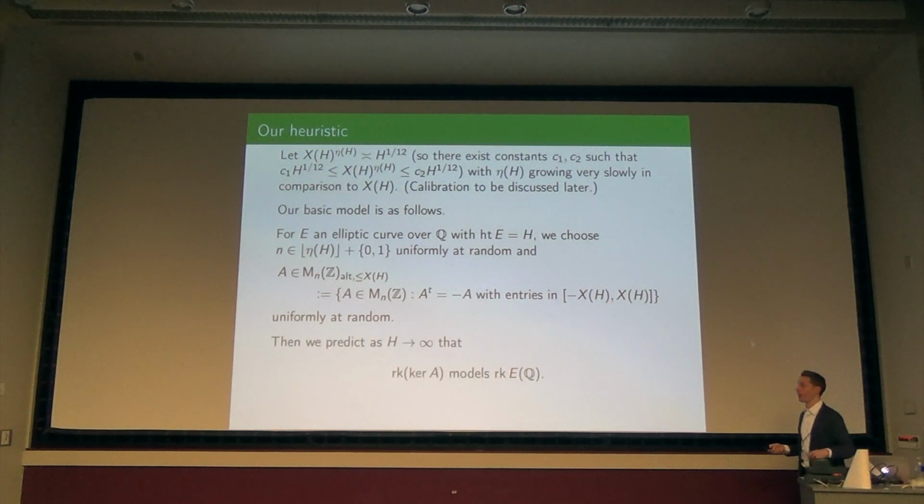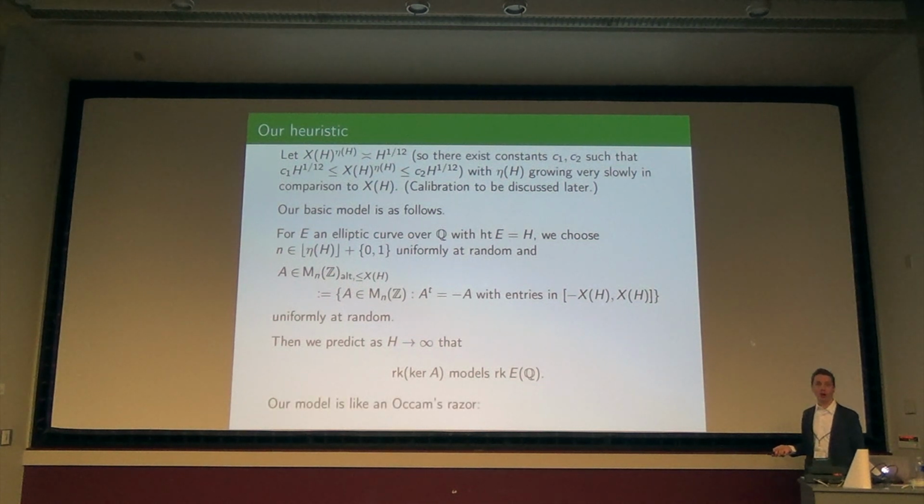So our heuristic says that as h goes to infinity, the rank of the kernel of this matrix models the rank of the elliptic curve. If I imagine a random E coming along of some height h, and I go through this procedure to make a random matrix and look at its kernel, then that should predict the rank. Where does this come from? It comes from the previous slide with the Z mod NZs. There's also a thing for Sha.